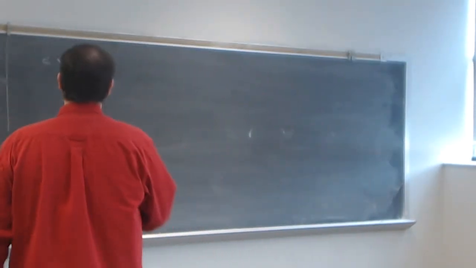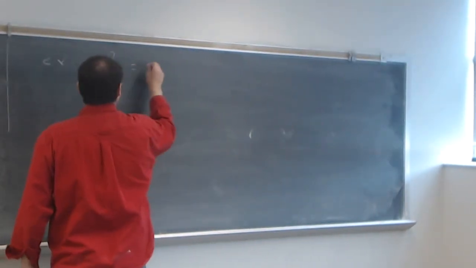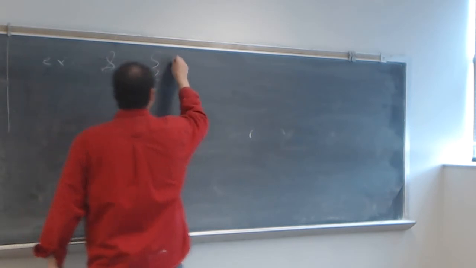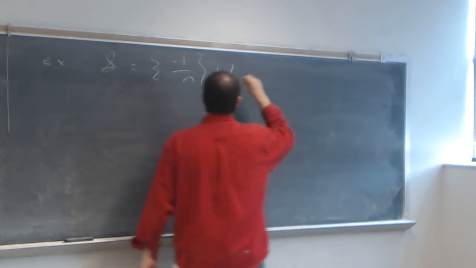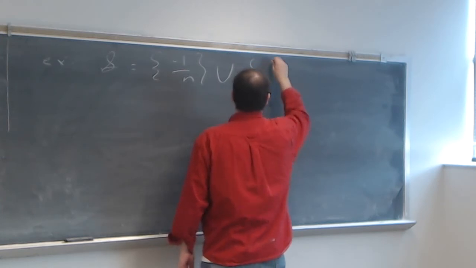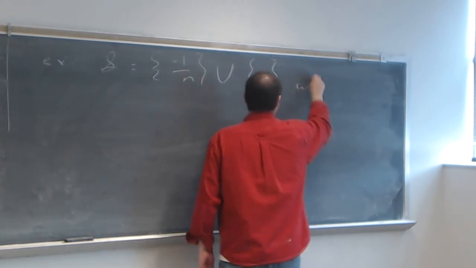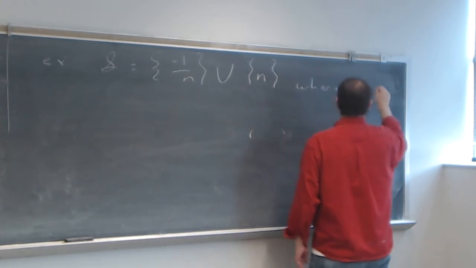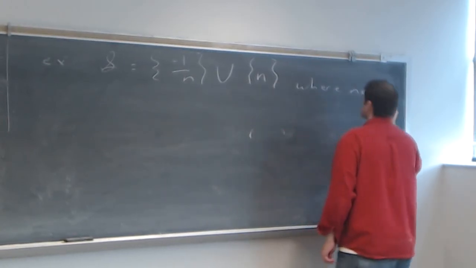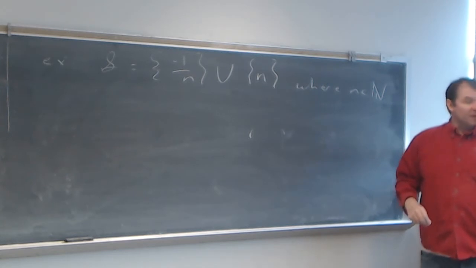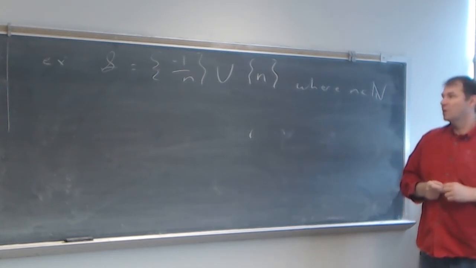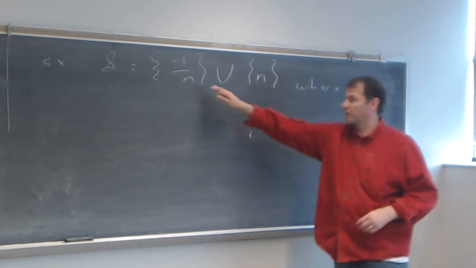Let's look at this set. Let's call script S equal to the set that looks like -1 over n, union with the set of numbers that look like n, where n is a natural number. So we're just talking about combining collections of real numbers.